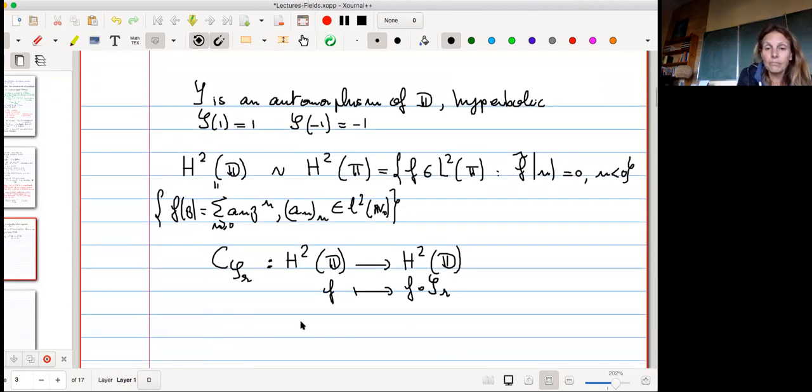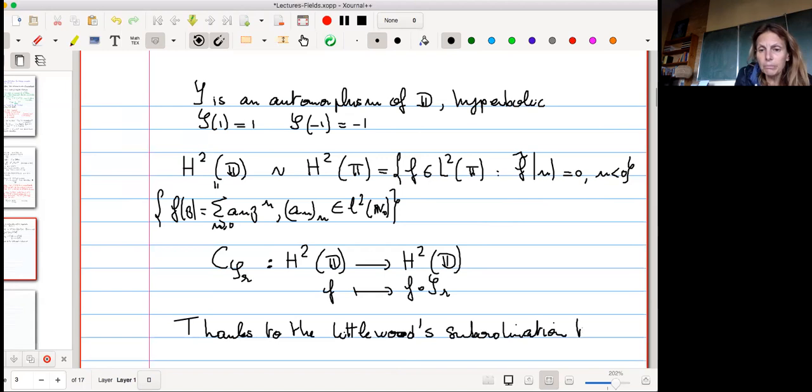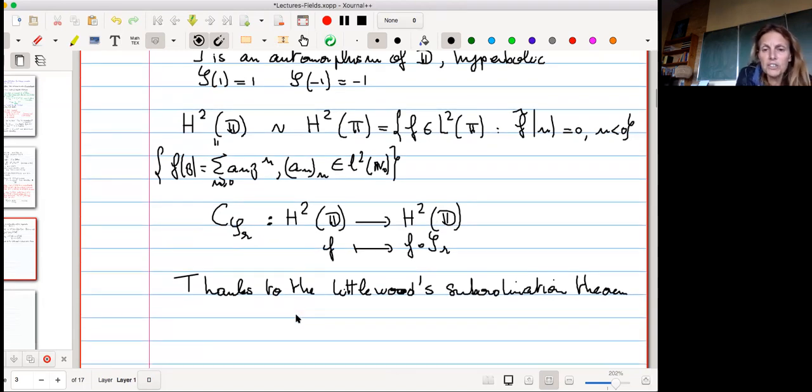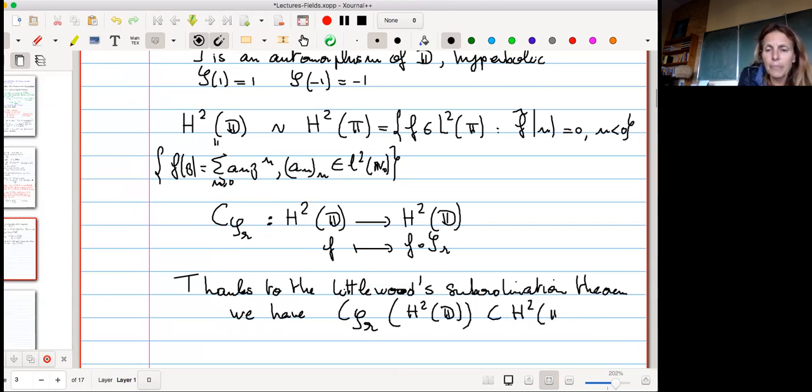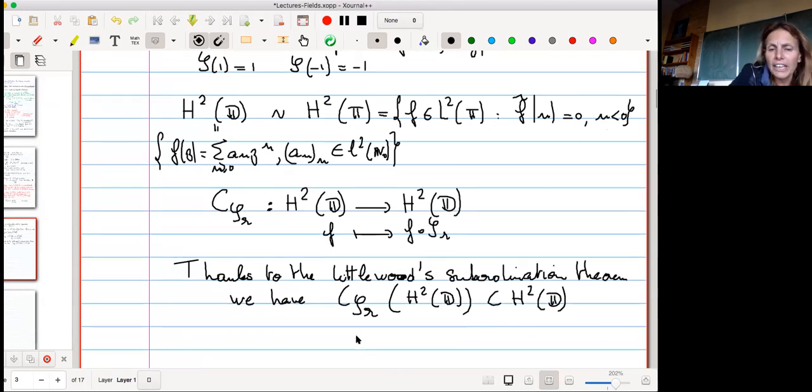And thanks to the Littlewood subordination theorem, we have something which is not so obvious. We can prove that C phi applied to H2 is still in H2. Indeed, this phenomenon is true for any phi.